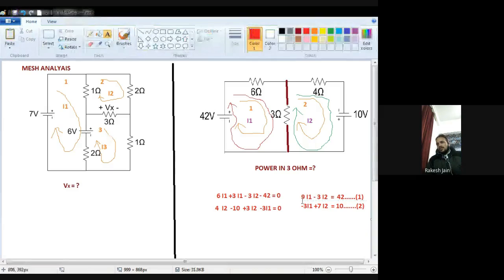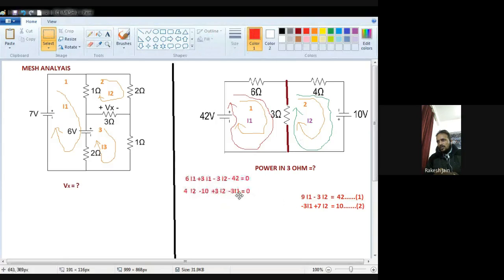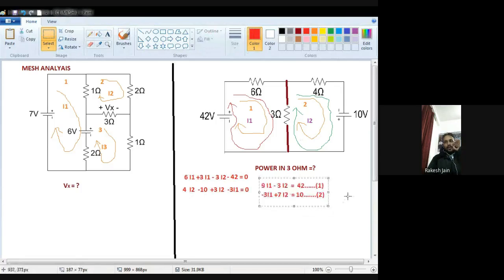This will be my second equation. Now what I want to find, because I solved them, I just put them here, and now these are my equations after the simplification of these two. Now I have to find out the power in the 3 ohm resistor.